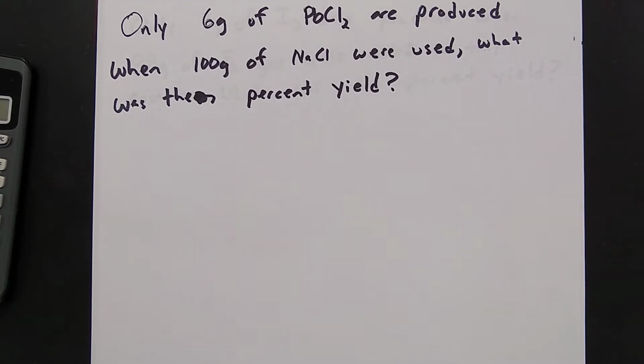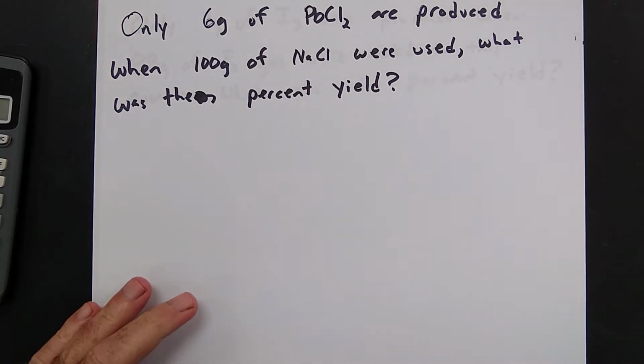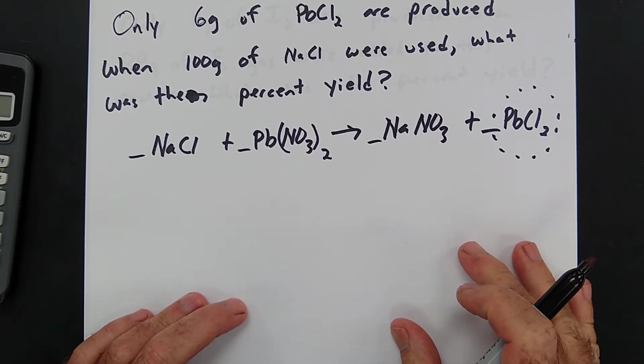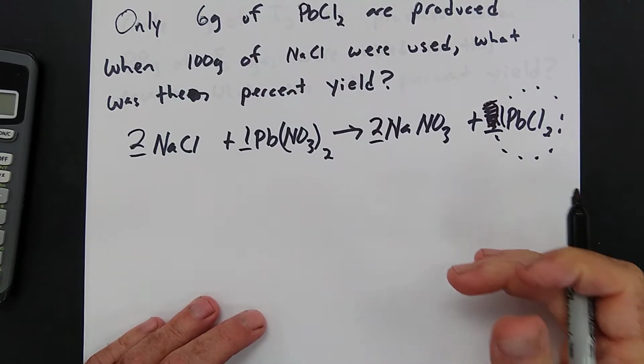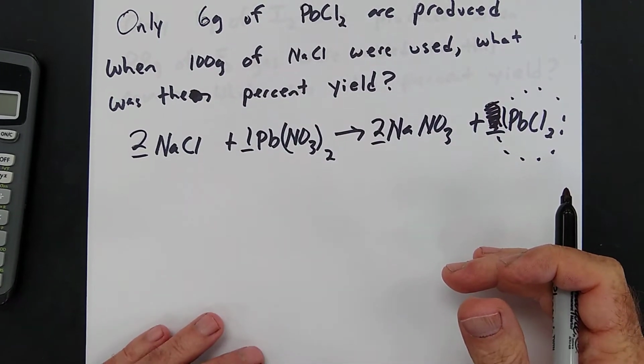All right, people, here is a percent yield problem for you to work. We're going to do two of them. Here is the formula. First thing we're going to do is balance this formula. What are the balance numbers? That's right, they are 2, 1, 2, 1.